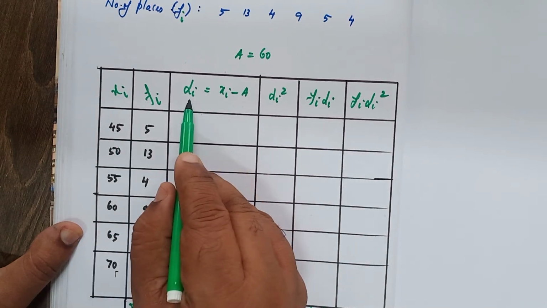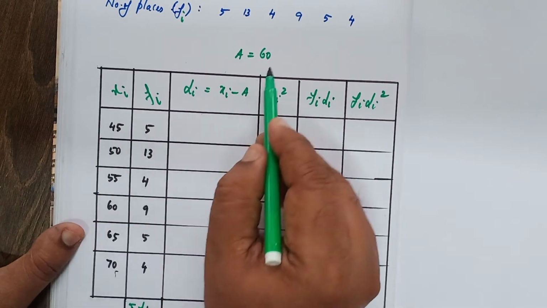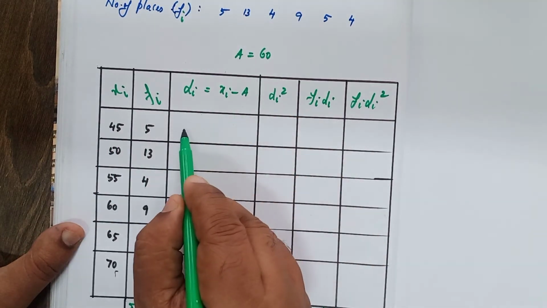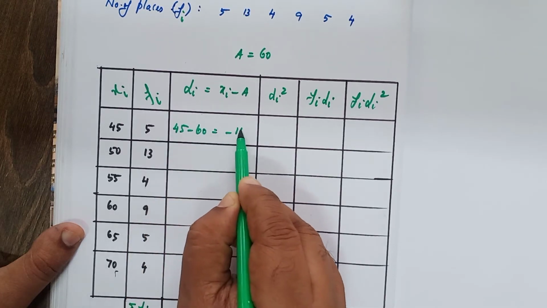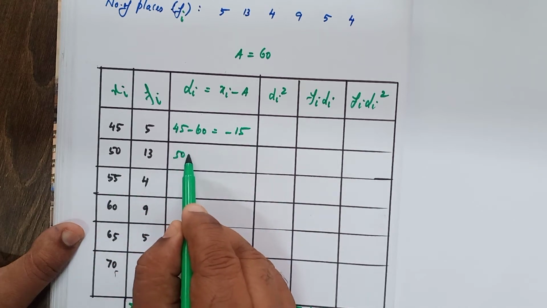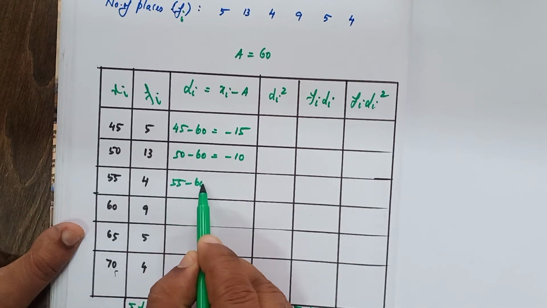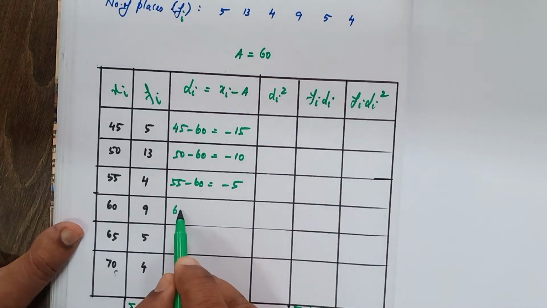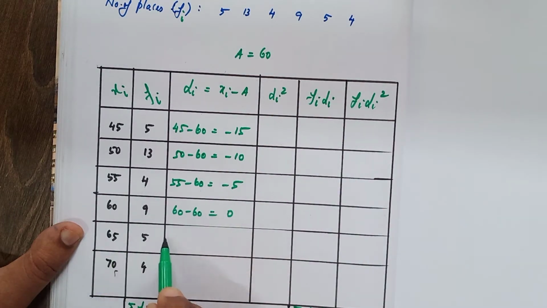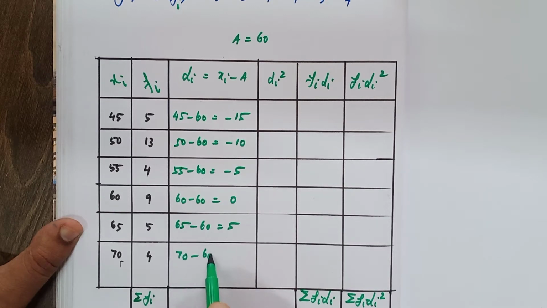Now, di is equal to deviation. Di formula: xi minus a. X value is here 45, a value is here 60. 45 minus 60 is equal to minus 15. Next one 50. 50 minus 60 is minus 10. Next one 55. 55 minus 60 is minus 5. Next number 60. 60 minus 60 is 0. Next one 65. 65 minus 60 is 5. And next one is 70. 70 minus 60 is 10.